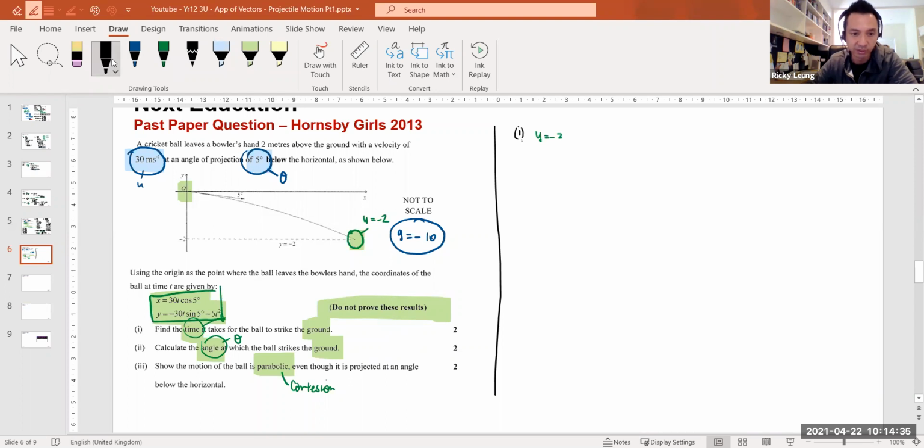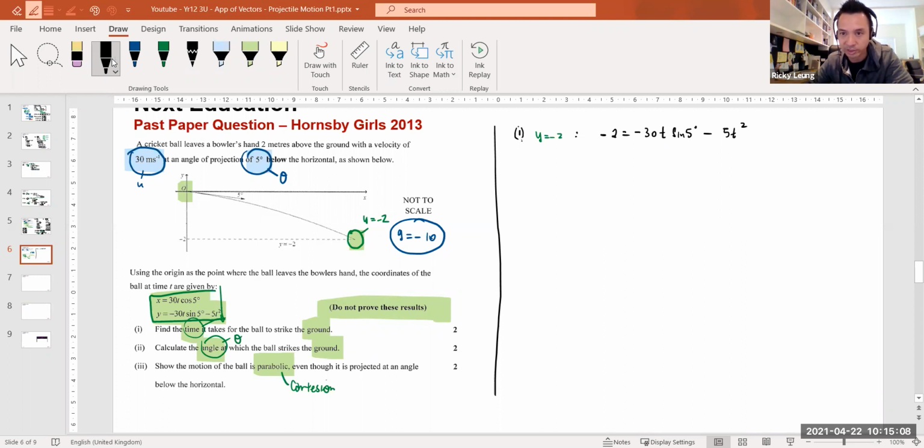So for the first part, find the time it takes to hit the ground. It feels like I'm just going to sub in -2 into the y, and I think that's exactly what you do. You just get an ugly quadratic to solve for t, with sine 5 degrees there. Yeah, it's very ugly. I know why they didn't give you gravity, because they're not asking you to derive the formula. They're just giving you the formula, so you don't need to derive. But they assumed gravity to be 10. So, all right. Wow, that is not nice.